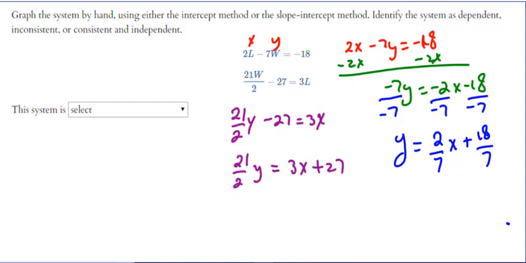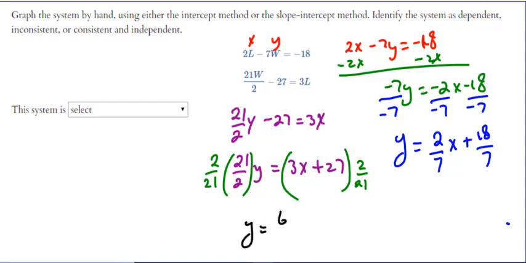Okay, so what I'm going to do is basically multiply everything by 2 over 21. Okay, and what that's going to give me is y equals 6 over 21 x plus 2 times 27 is 54, I think, right? 27 times 2, yeah, 54. 54 over 21.